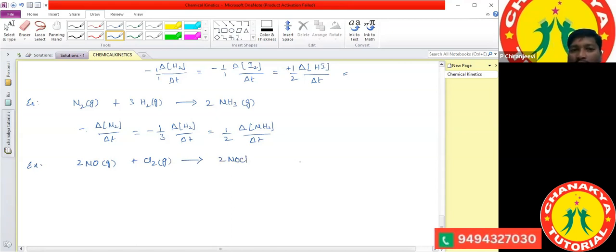For this one, how can we write the rate expression? One question is there. We have calculations also based on this concept. That's why I'm going very slowly. Calculations are there.